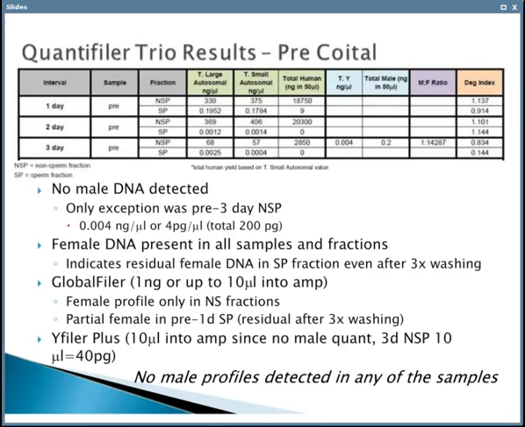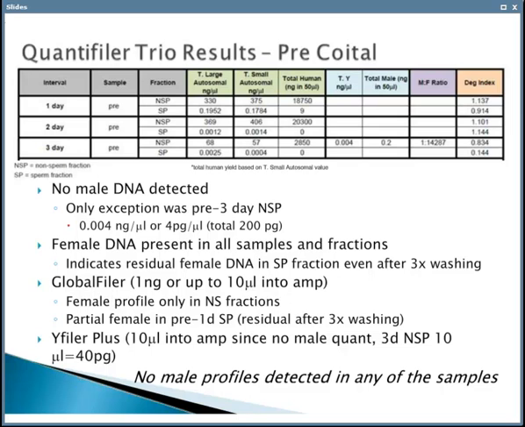So here are the precoital results. In this table you have on the far left 1 day, 2 day, 3 day, and these are precoital samples. These are the ones taken prior to intercourse, to show that any DNA we find comes from the act itself and not from any remnants of previous acts of intercourse. Then you have the fractions, NSP, non-sperm fraction, and the sperm fraction. Going along the various columns, you have the large autosomal and the small autosomal. That allows us to measure the total human quant.